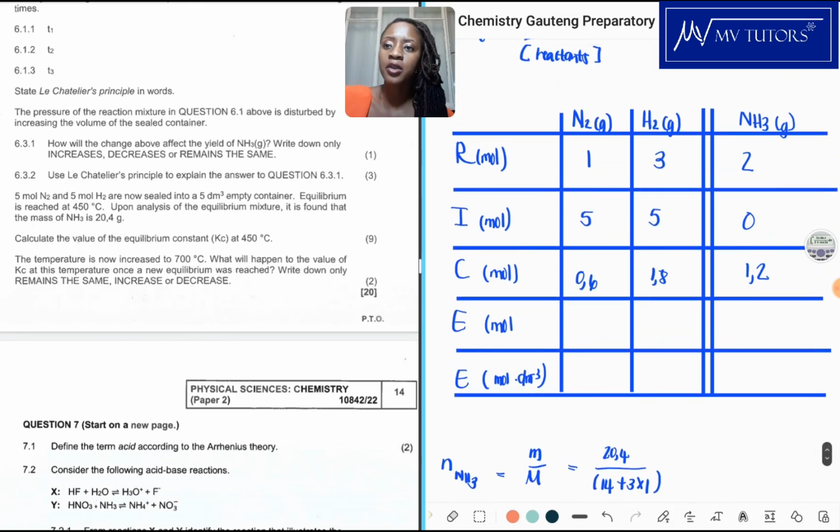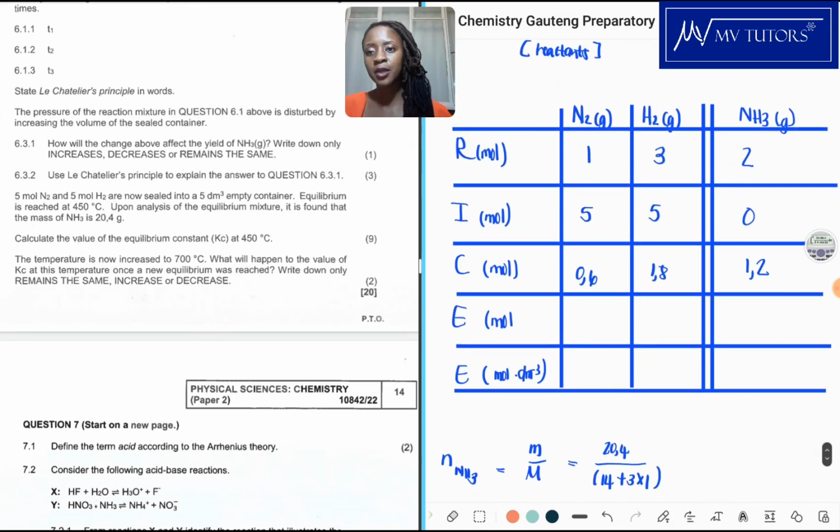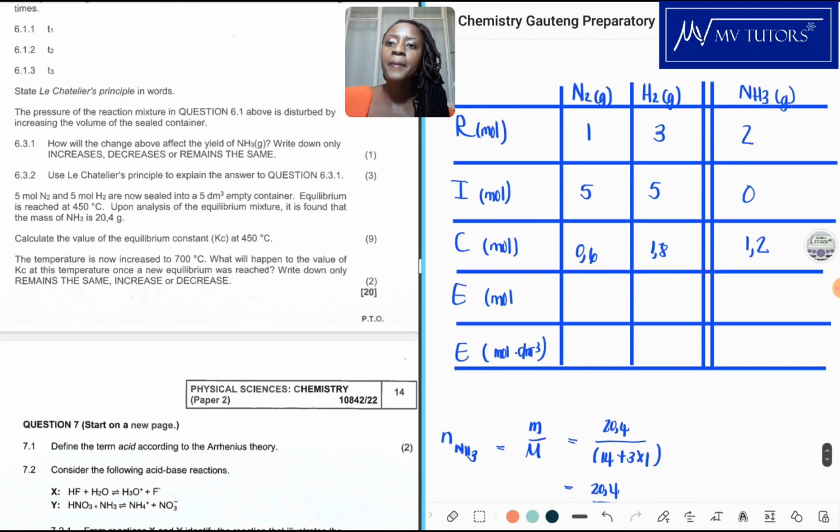Okay, so R, ratio, I, initial amount of moles, C, the change, and then E, that's where we get to equilibrium. Now, because for us to form a product, the reactants are decreasing in order for the product to form. So we will be subtracting, and here we'll be adding, basically because the product is increasing as the reactants are decreasing.